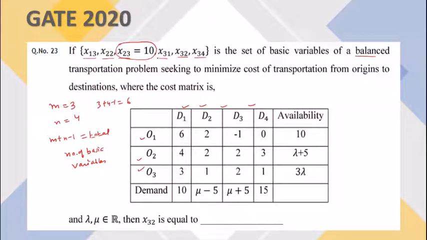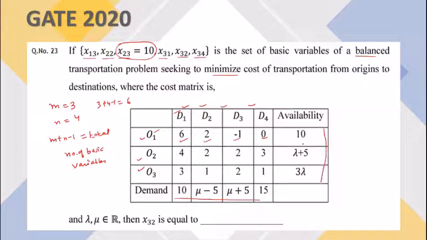So we are given the 6 basic variables, and out of which one basic variable value is given to us, x23. Seeking to minimize the cost of transportation, so it's always by default a minimization problem where the cost matrix is. So obviously this is the cost matrix given. So these 6, 2, minus 1, 0, these are the respective cost of shipping or the cost of transportation from origins to destinations. And these are the demands and these are the availabilities.